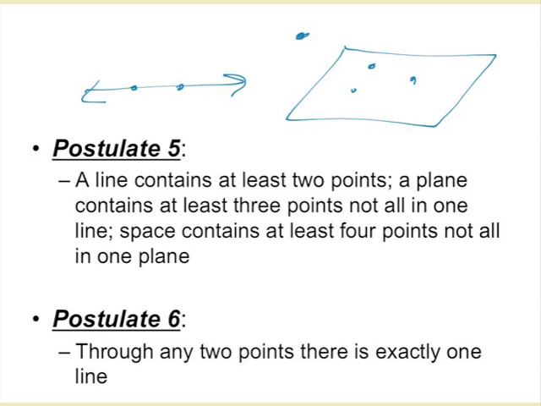Postulate 6 says through any 2 points there is exactly one line. That means there's only one way to do this. If I gave everybody a marker and said connect the dots, you have to do it the same way. There's no room for creativity in this. 2 points, connect the dots, only one way to do that.